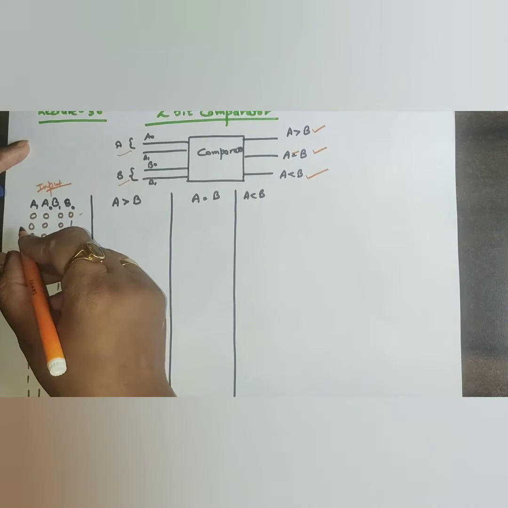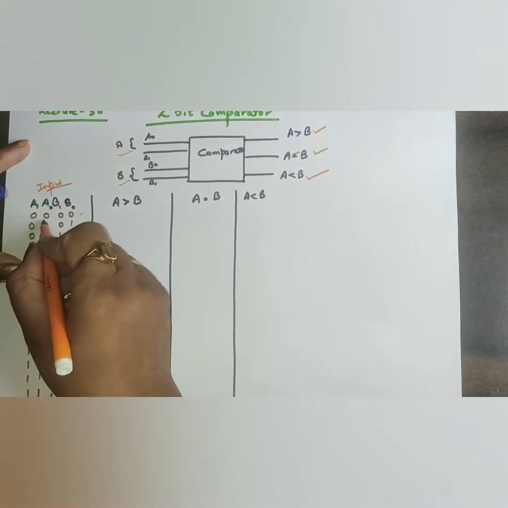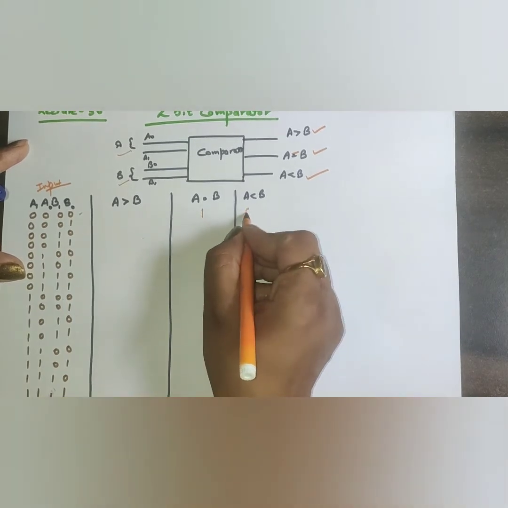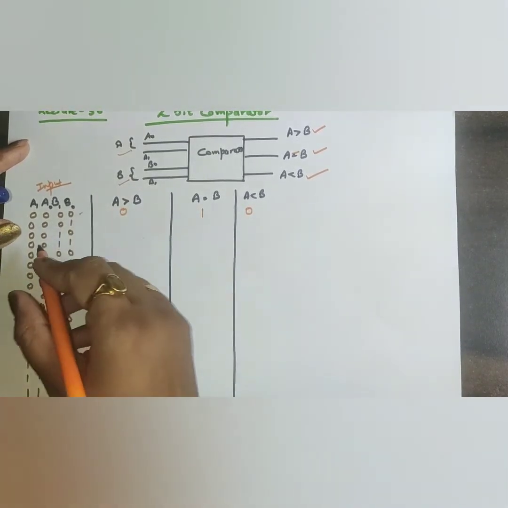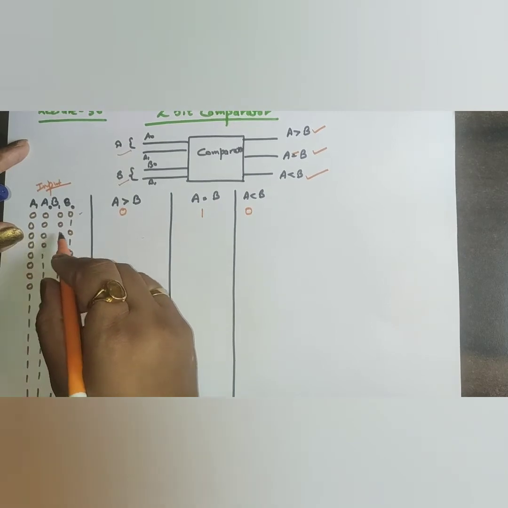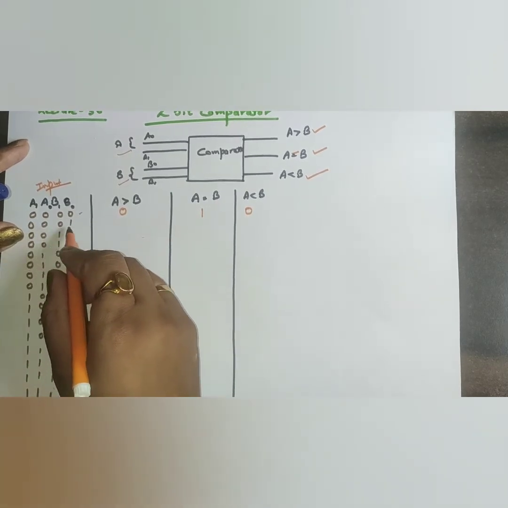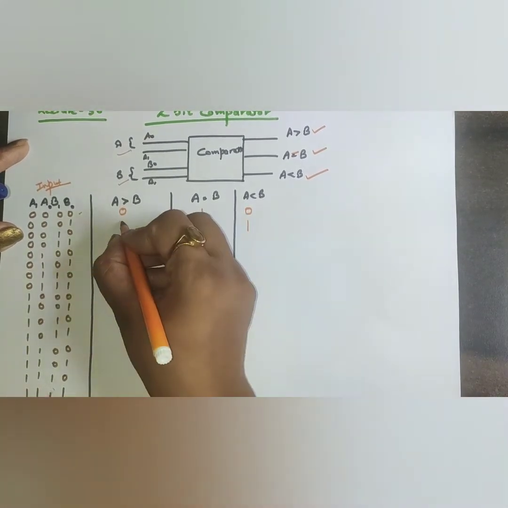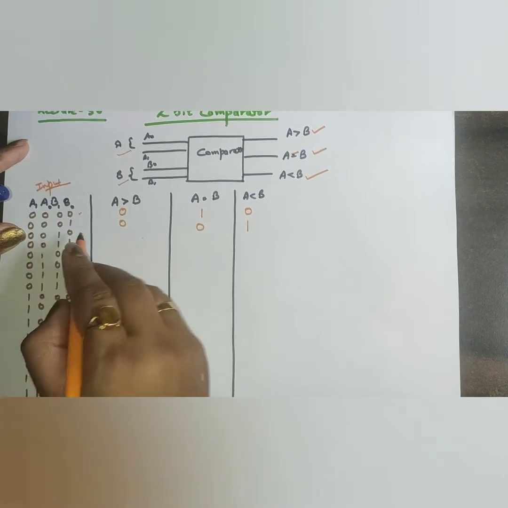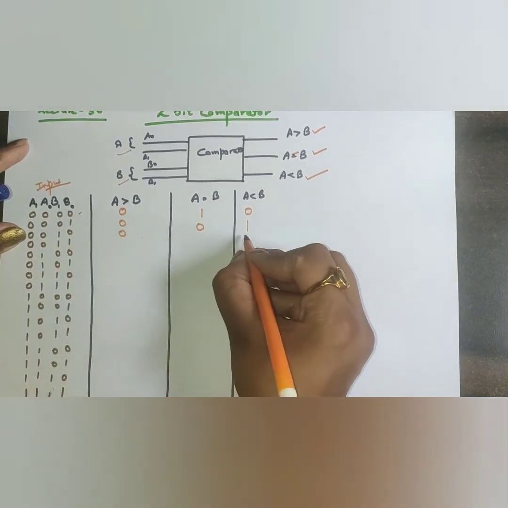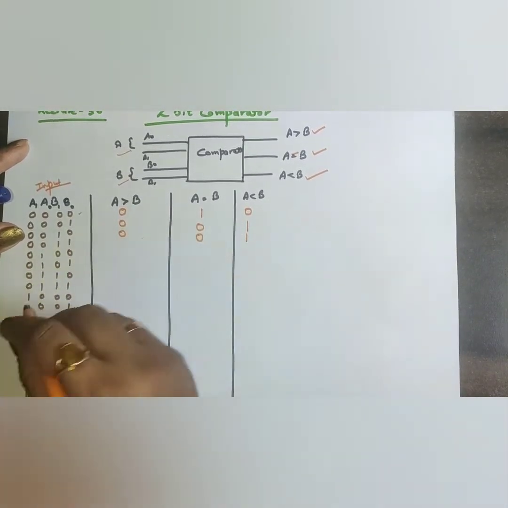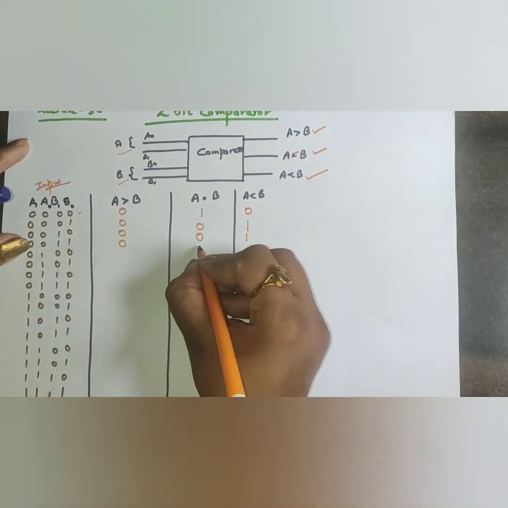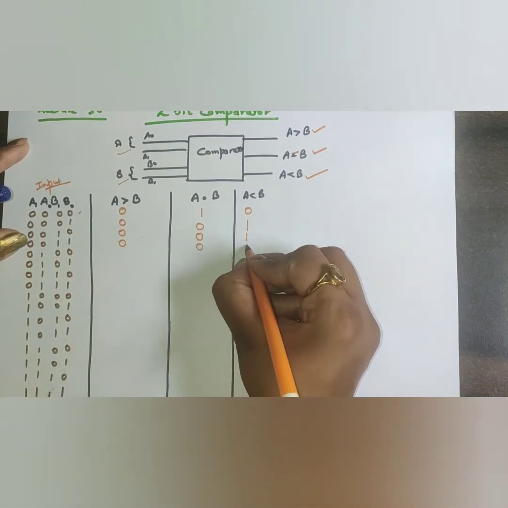Now we will make a comparison. For 0 0 0 0, A is equal to B, and the other two outputs will be 0. Now 0 0 0 1: 0 0 is 0 and 0 1 is 1, so B is greater than A and the others are 0. Now 0 0 1 0, this will also be B greater than A, and the others will be 0. Now 0 0 1 1, this will also be A less than B, not equal.